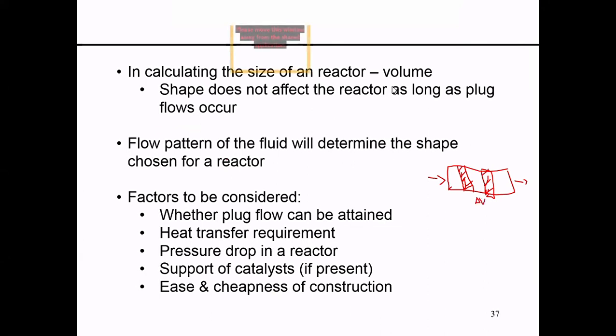The flow pattern of the fluid will determine the shape chosen for a reactor. So factors to be considered in a plug flow continuous reactor are whether plug flow can be attained, heat transfer requirements, whether there is pressure drop or not, support of catalyst, and ease and cheapness of construction.